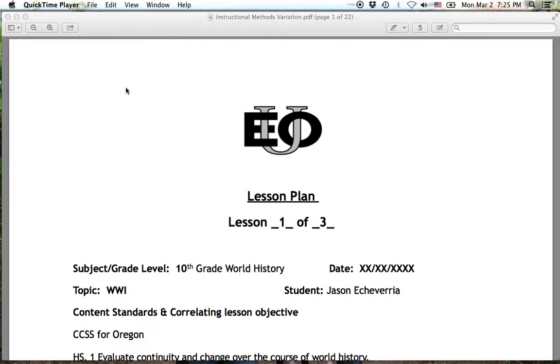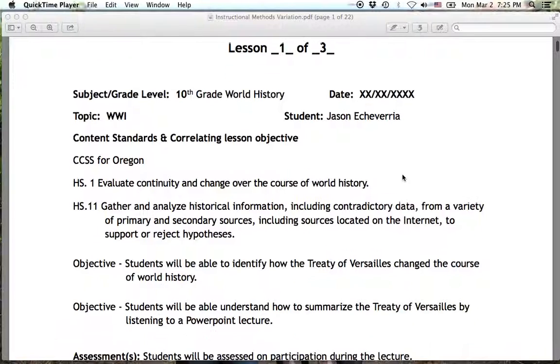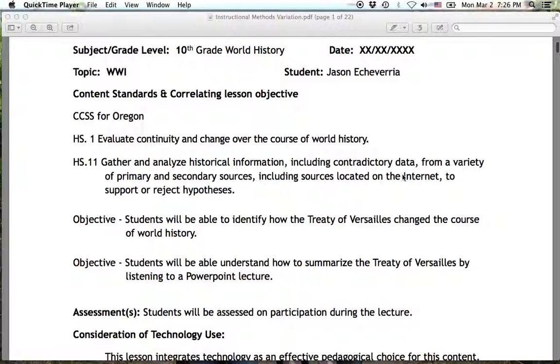All right, so this is my instructional methods variation. What I did was I took a lesson plan from my A placements in world history and tweaked it a little bit. Here are my objectives, and the topic is World War One. The two standards are the same throughout all the lessons as directed, and then the objectives change just a little bit depending on the type.